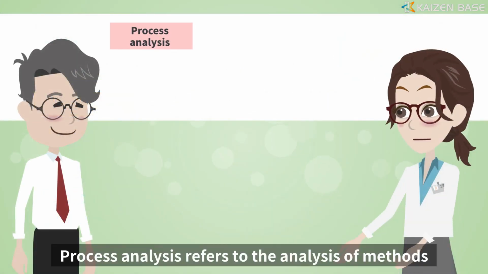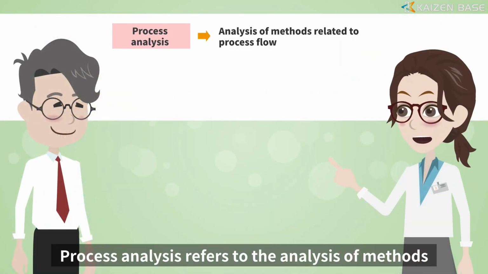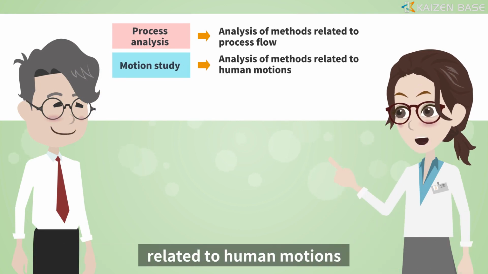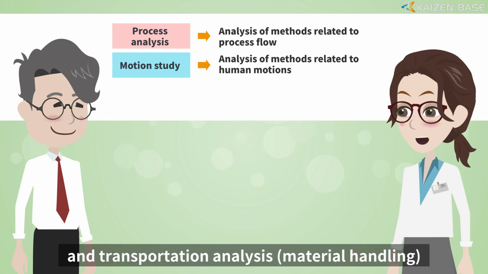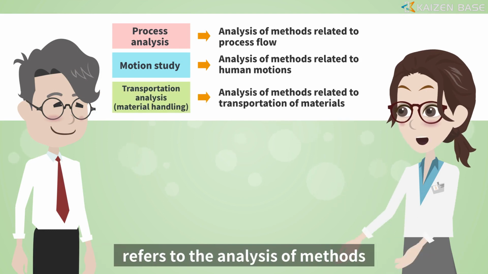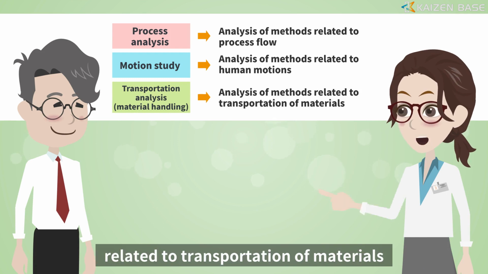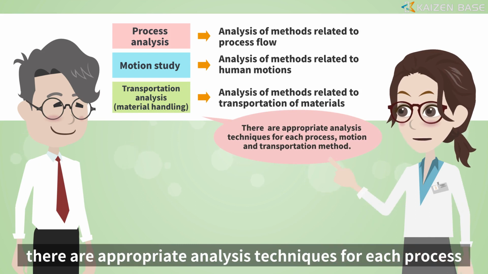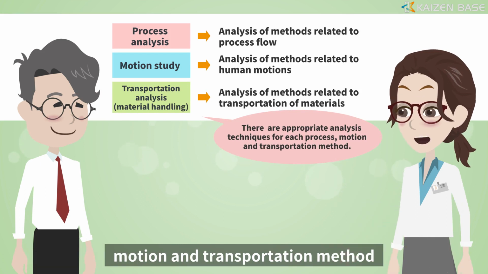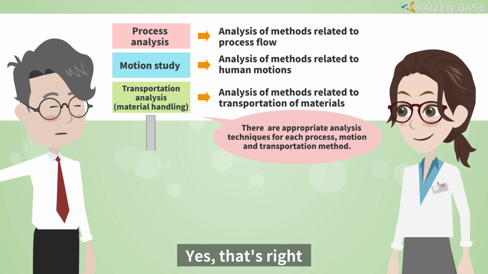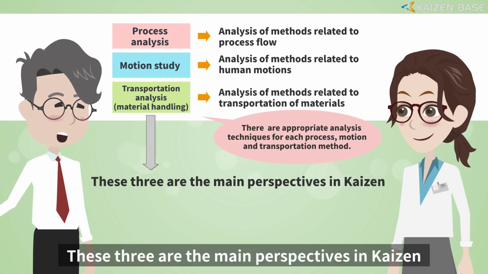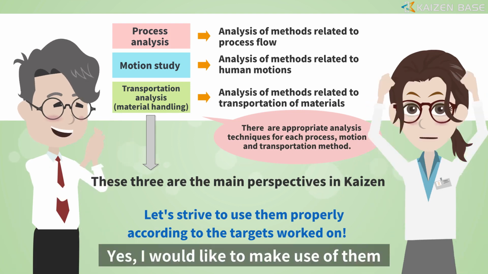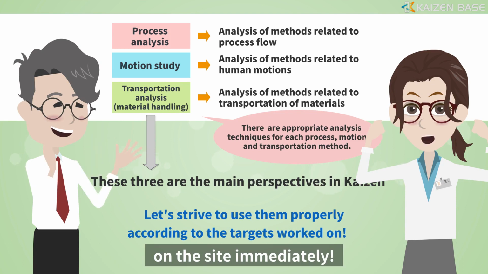Yes. Process analysis refers to the analysis of methods related to process flow, motion study refers to the analysis of methods related to human motions, and transportation analysis, material handling, refers to the analysis of methods related to transportation of materials. Now I understand there are appropriate analysis techniques for each process, motion and transportation method. Yes, that's right. These three are the main perspectives in Kaizen. Let's strive to use them properly according to the targets worked on. Yes, I would like to make use of them on the site immediately.